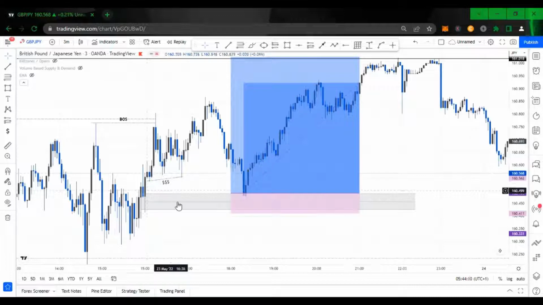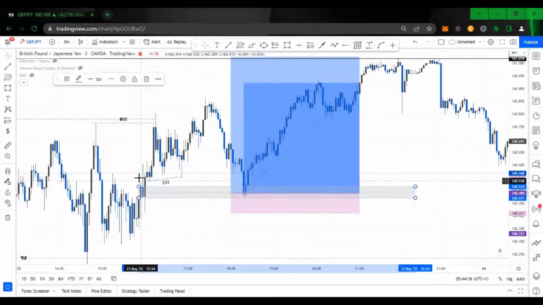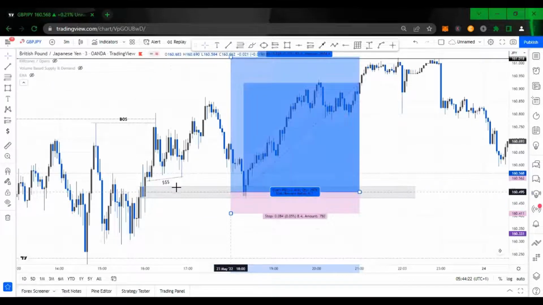I think I actually took the trade off the body of this candle. I took it off the body because of the long wick above, right? And then I took my trade. My entry was at the 50% of my gun box.